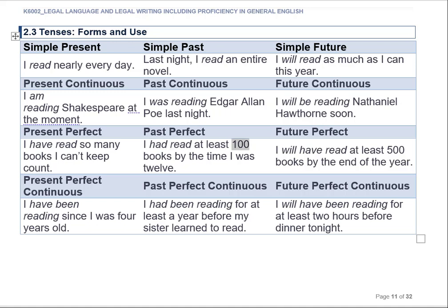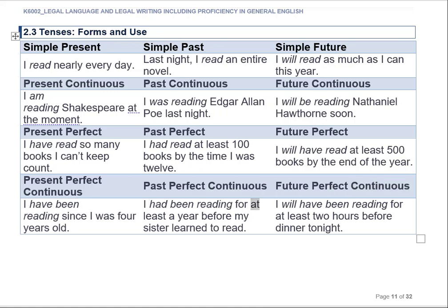I had read at least 100 books by the time I was 12. I will have read at least 500 books by the end of the year. Present perfect continuous. Past perfect continuous. Future perfect continuous. I have been reading since I was 4 years old.